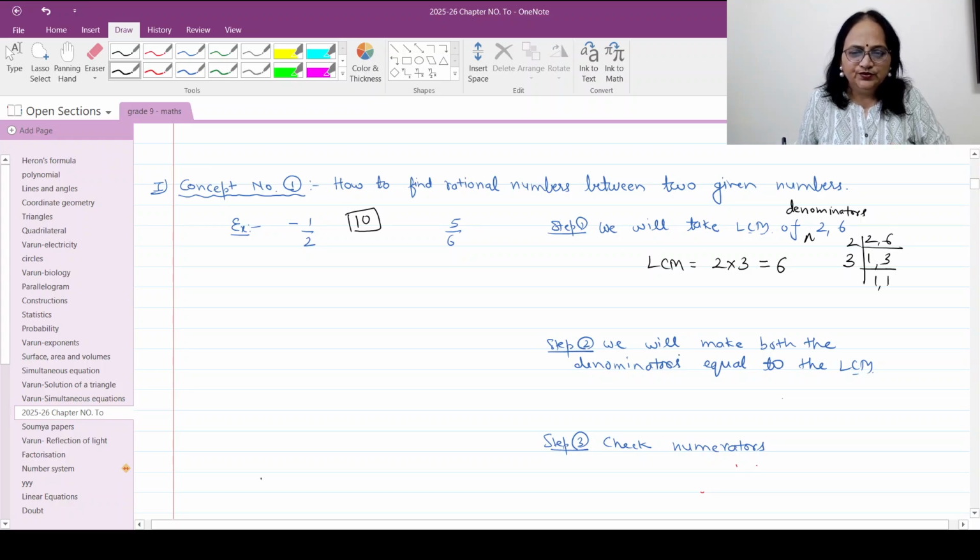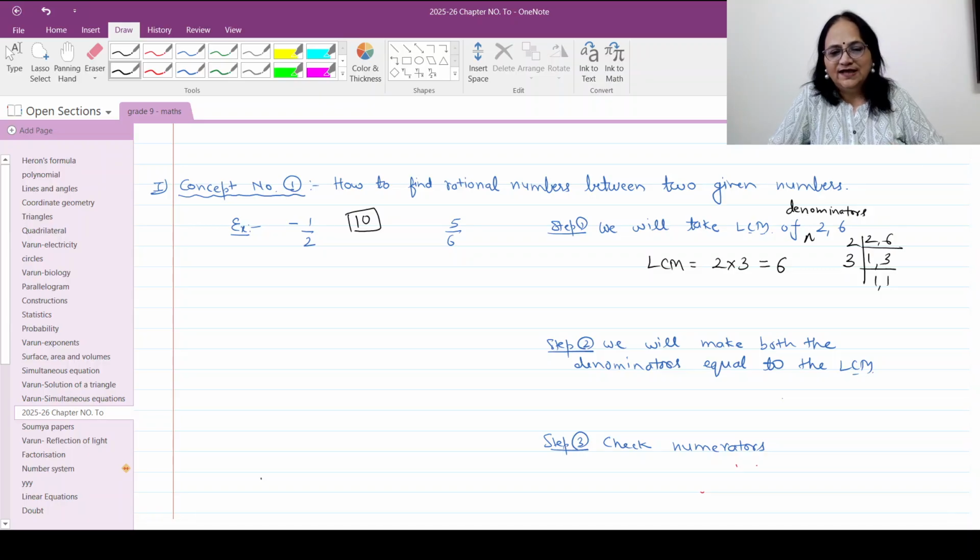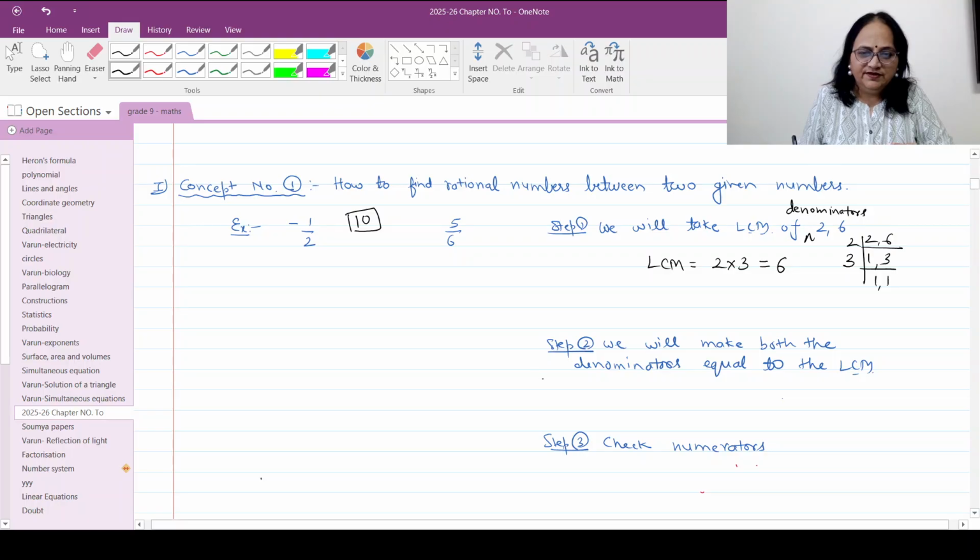Then step 2, we will make both the denominators, मतलब denominators किसके? Rational numbers के. So we will have to make denominators of both the rational numbers equal to the LCM. Step 2 means first rational number is -1/2. And I want to make the denominator equal to 6, which is our LCM. So what should I do?